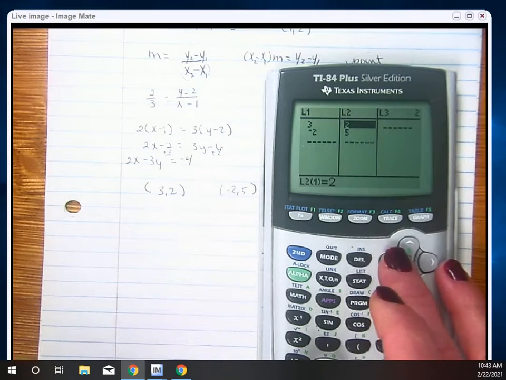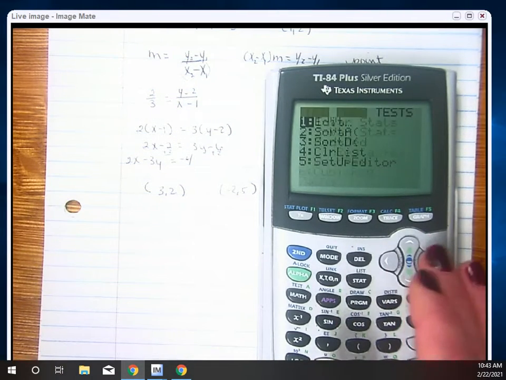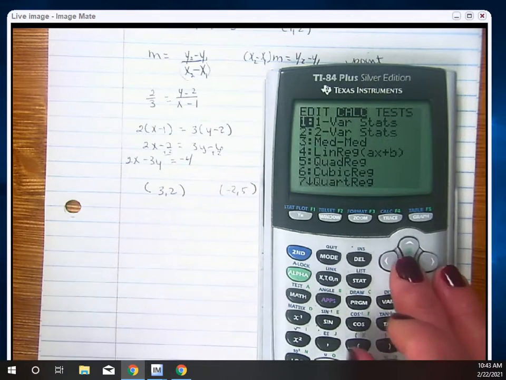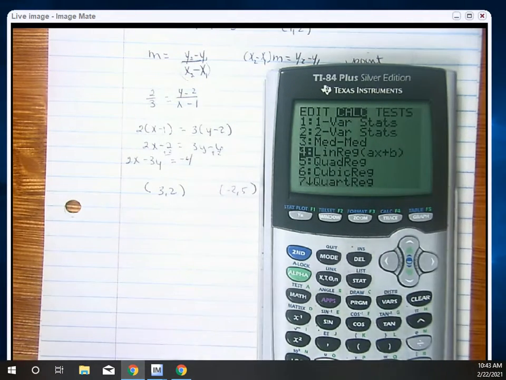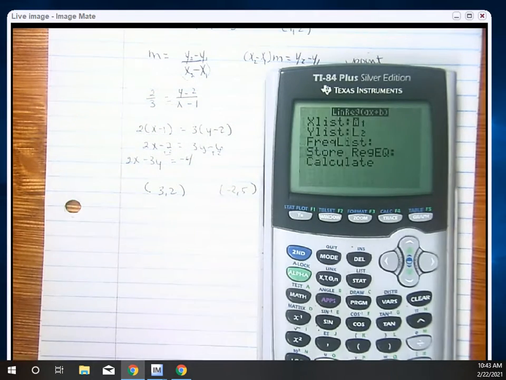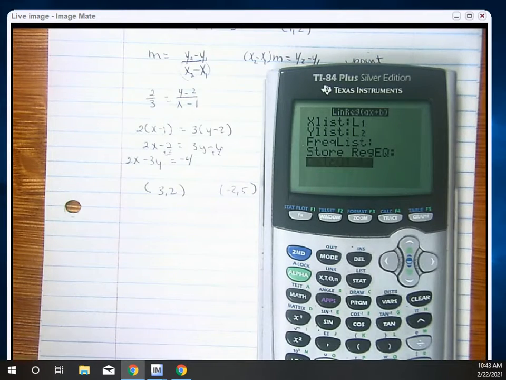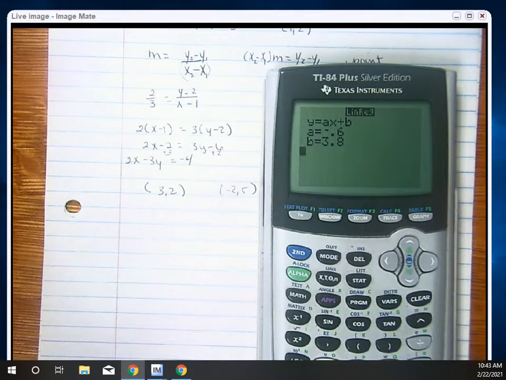Okay, so stat, arrow over to calc, and I want linear regression, which is the 4, ax plus b. That looks like y equals mx plus b. I have my x's in list 1, my y's in list 2, and I want to calculate. Now, obviously, on the ACT, they're not going to give you y equals a negative 0.6 and 3.8.